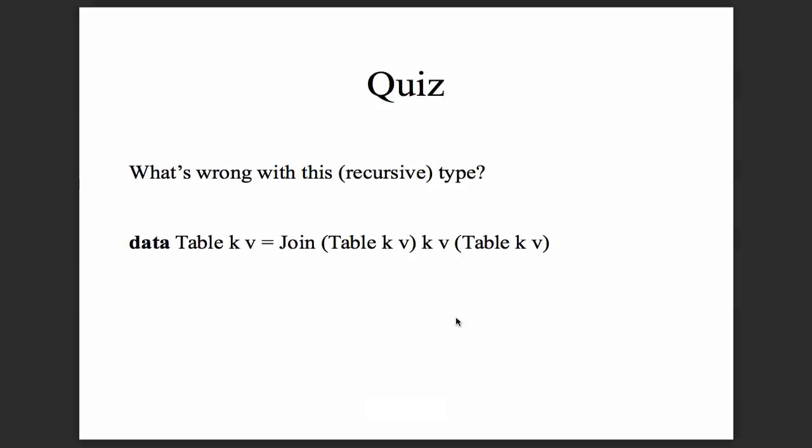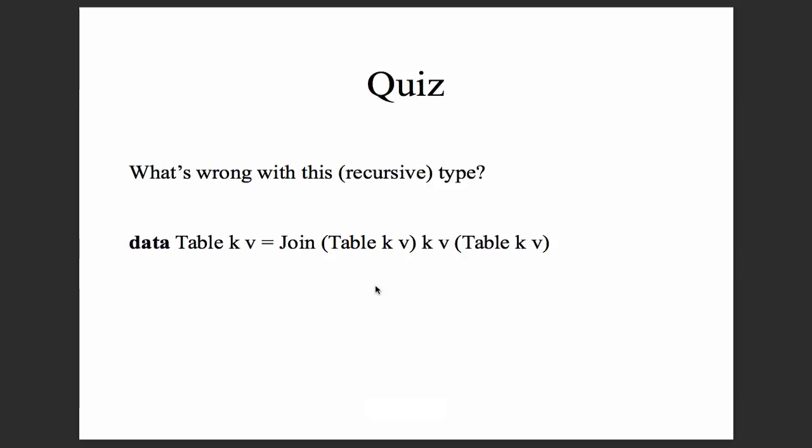Okay, so representing tables as recursive data types, that's great. But what's wrong with this recursive data type? There's something wrong with it. Yeah? There is no base case. There's no base case. This only allows us to build infinitely big tables. Okay? We can do that in Haskell, that's cool. But it's not really what we're looking for. We're not looking for infinitely big tables. We need a base case.